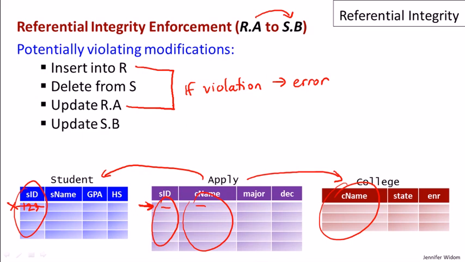For the referenced table, however, table S, or in our case, table student and table college, if there are modifications that violate the constraint, if the referential integrity was defined initially with some special options, then it's possible for the database system to automatically modify the referencing table so that the constraint is not violated. So let's talk about that in a little more detail.